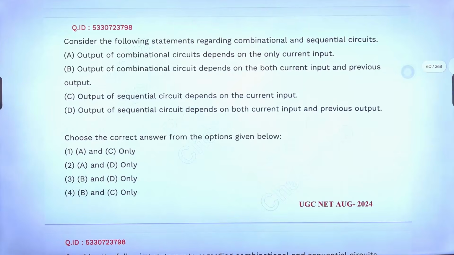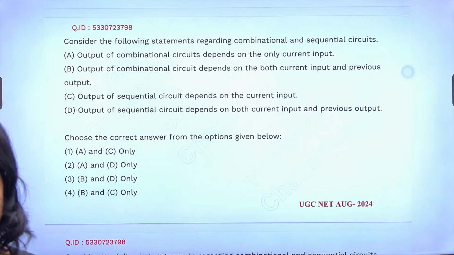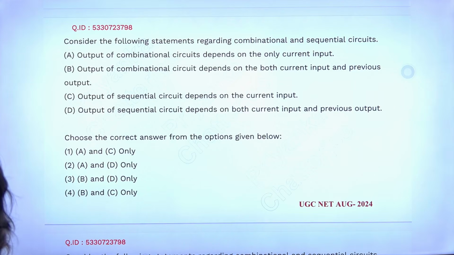Now tell me, do this. Combinational circuit and sequential circuit. From the concept only, the question came. Tell me the answer for this. Read the statement carefully. Don't hurry. I am giving time for reading the statement. Take your time. Identify the correct answer from here.